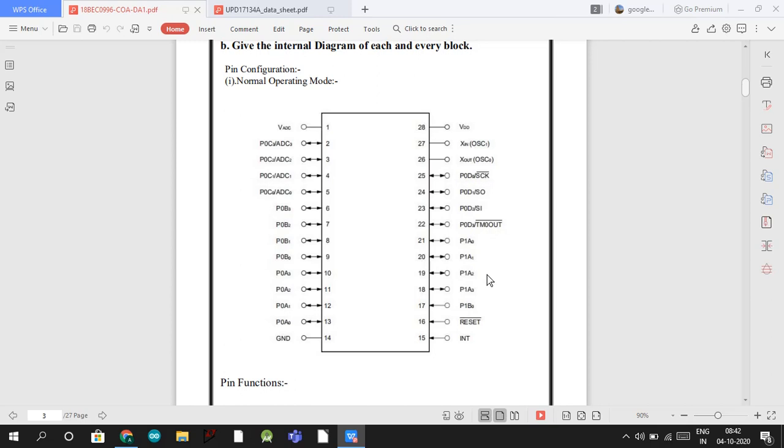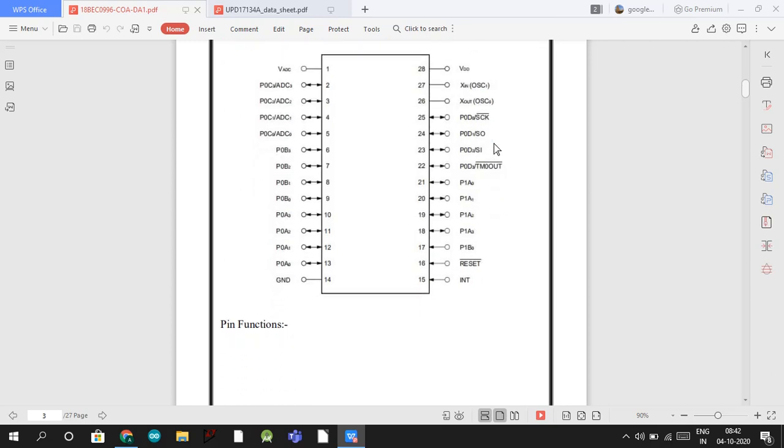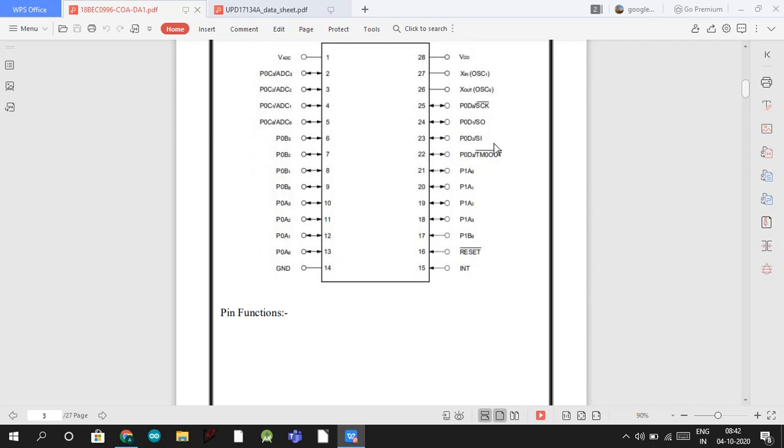Pins 17 to 21 are connected to P1A0, which are also input and output ports, and 22 is connected to the timer 0 output. Serial output and serial input are connected to pins 23 and 24. Pin 28 is connected to the VDD source, to give the power supply to the UPD17134A. X in and X out are connected with 26 and 27, acting as oscillators.